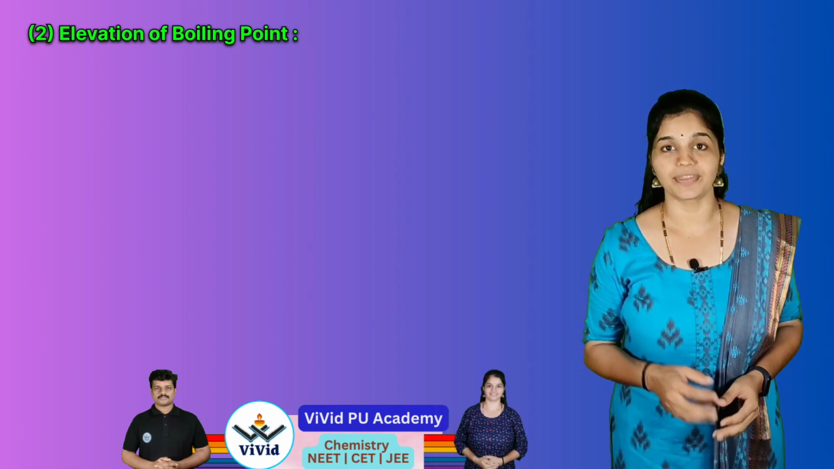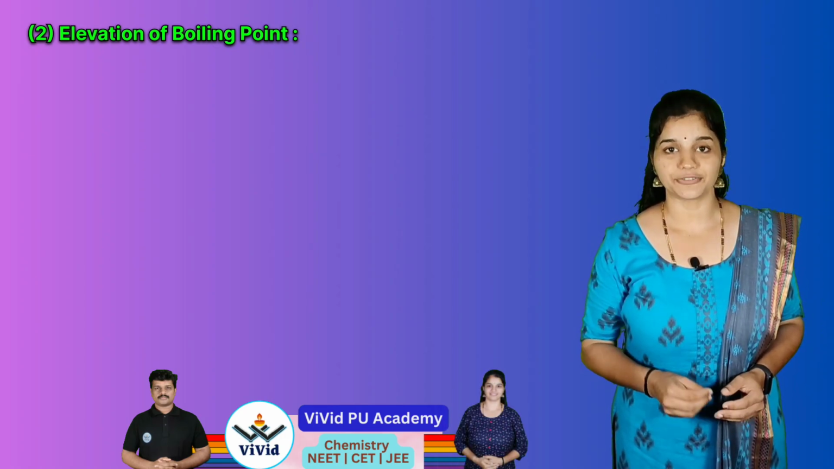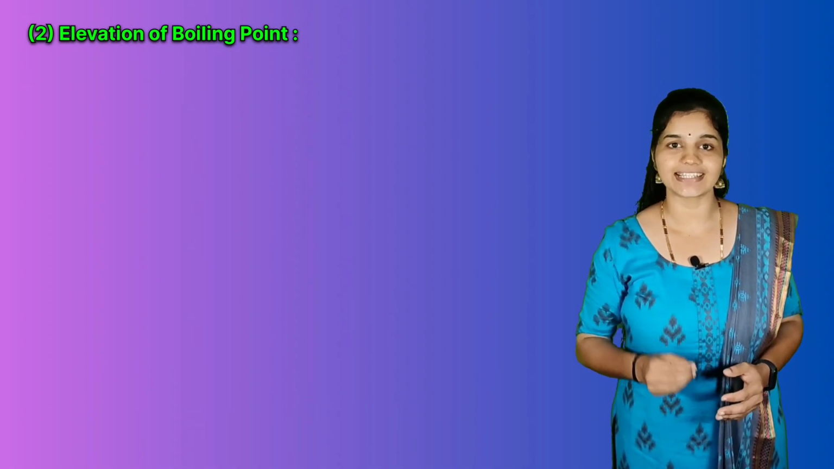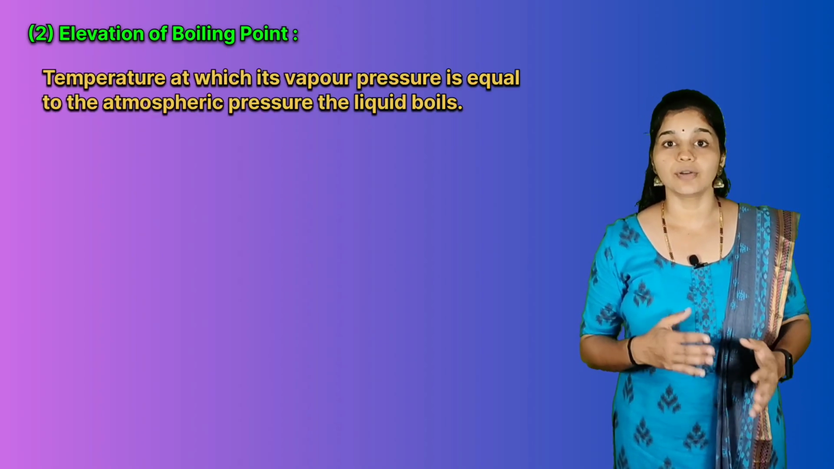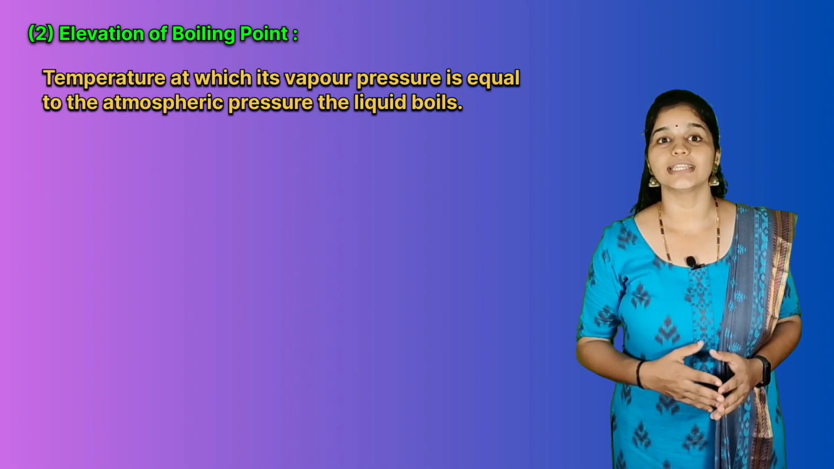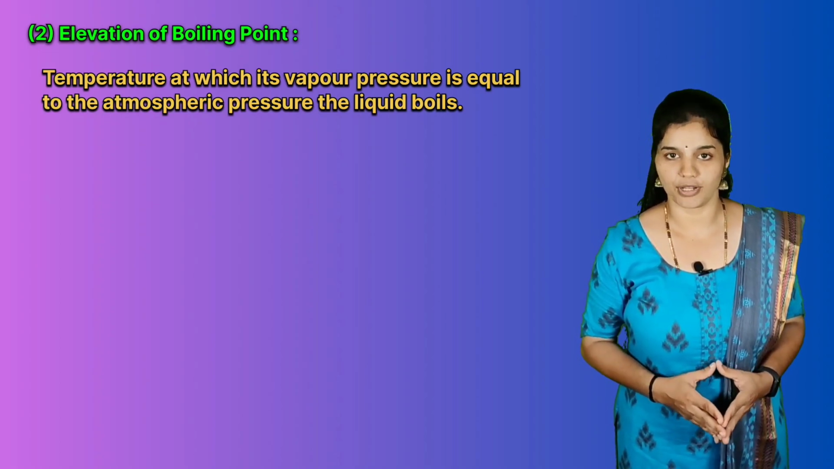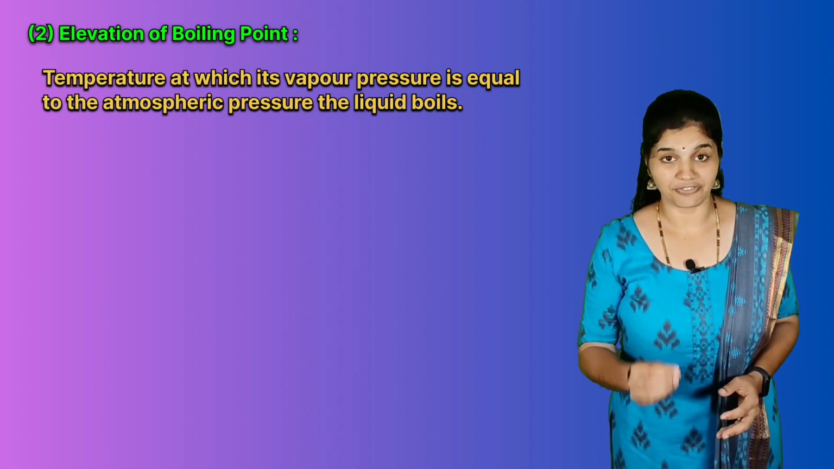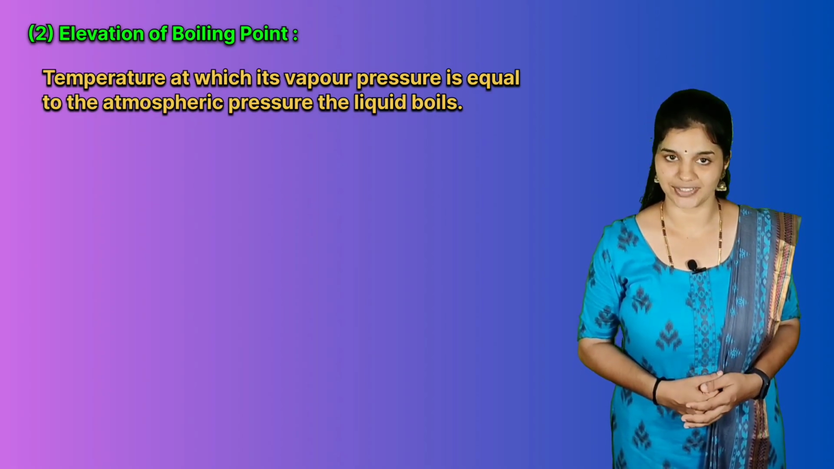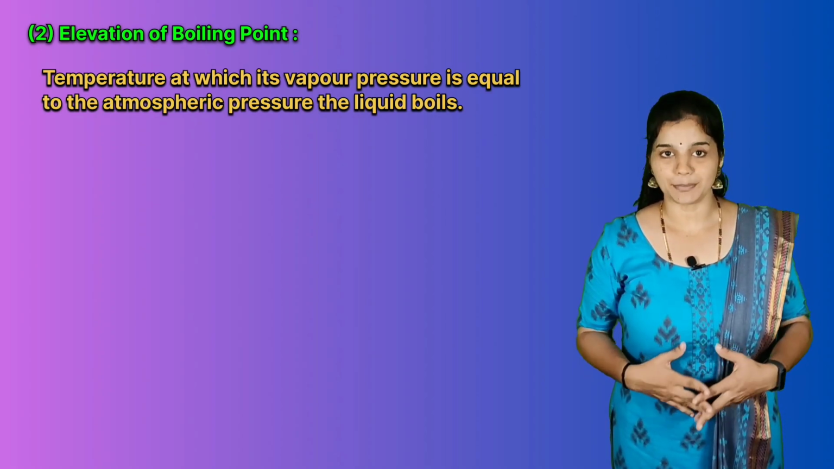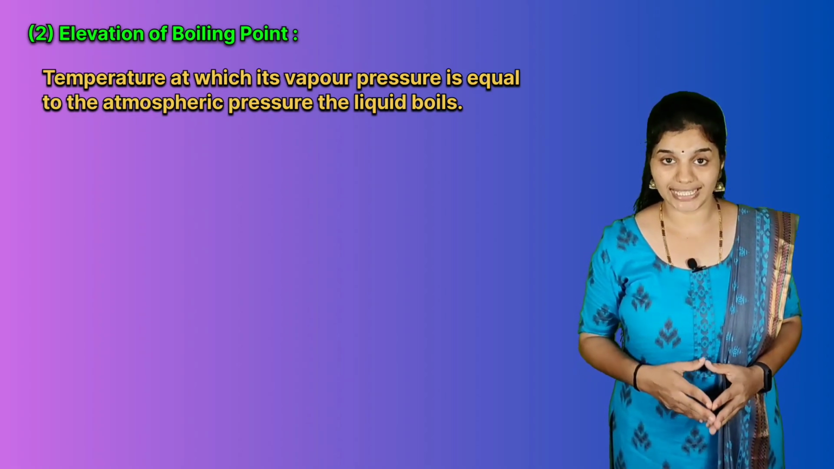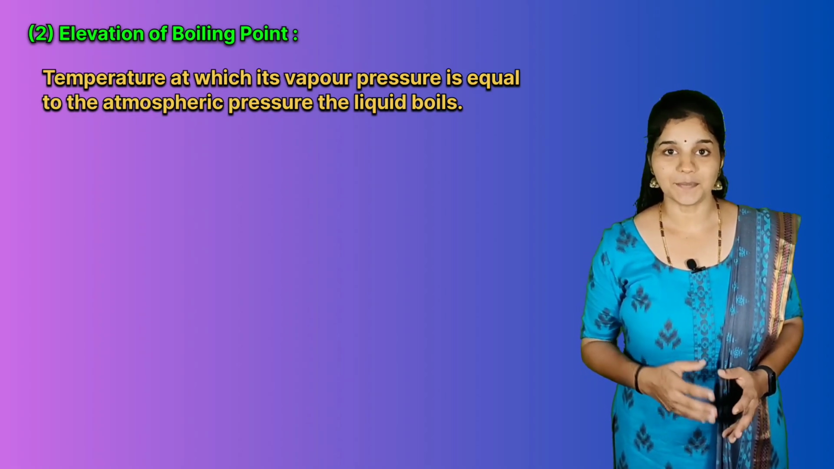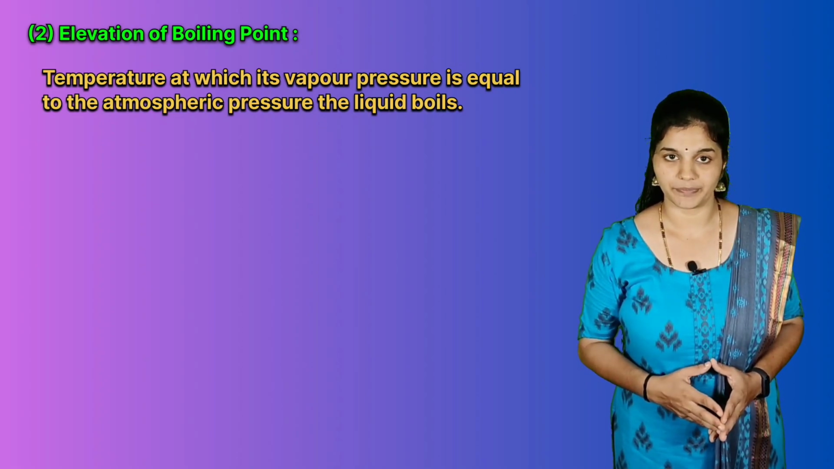You have studied in class 11 that the vapor pressure of a liquid increases with increase in temperature. The temperature at which the vapor pressure of the solution is equal to the atmospheric pressure, the liquid boils. For example, water boils at 373.15 Kelvin, that is 100 degrees Celsius, because at this temperature, the vapor pressure of water is 1.013 bar, that is 1 atmosphere.